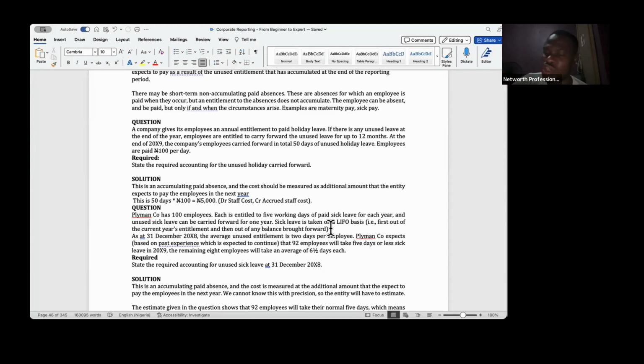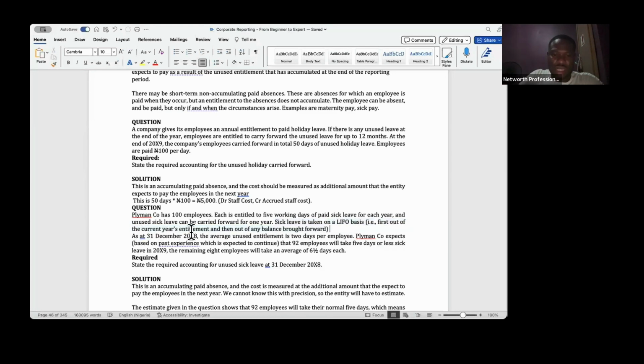Before you can use the one you are bringing from last year, you must use that of 2024 first. If you now want to use the remaining, then that's what they are calling first out of the current entitlement, then out of any balance. So this one doesn't really affect anything we want to do.